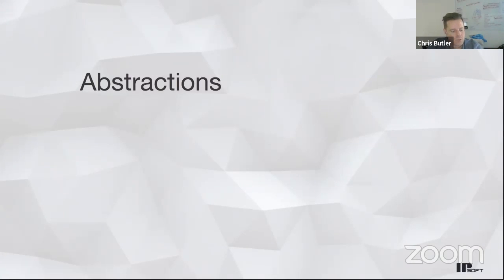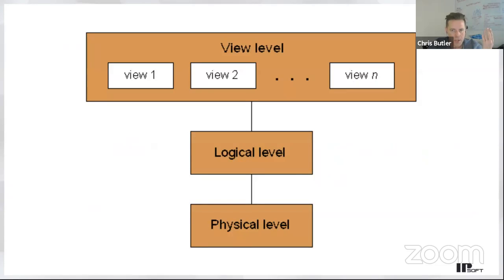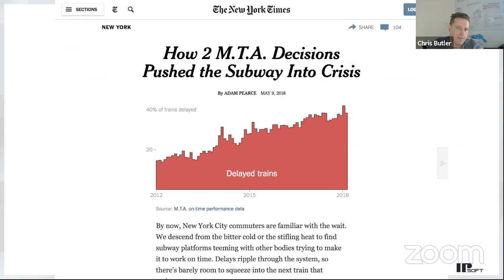So once we need something to be interpretable, we need to take whatever the true state of the system is and then make it abstracted in some way that I can understand it. And abstractions are a computer science idea. And I like to use this example, which is from the MTA, which is the subway system here in New York. And in particular, this is a New York Times article about how two particular policy decisions ended up creating a very late subway system in general.